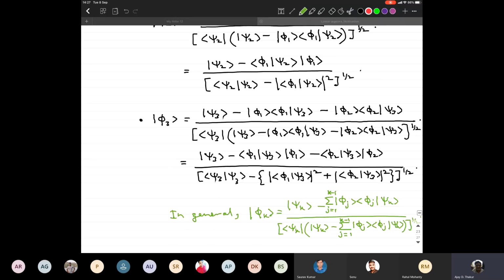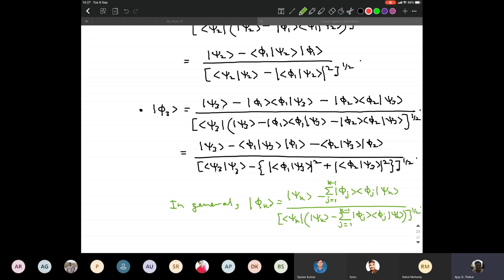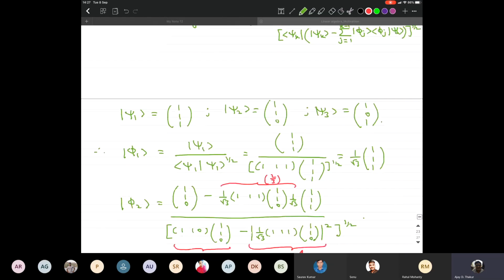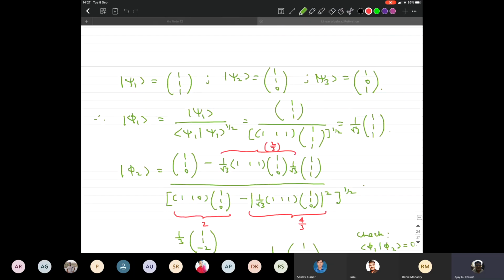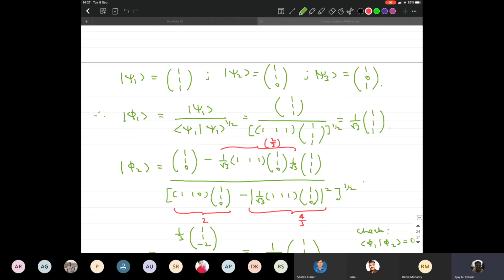In case we have more vectors, like this could be a k-dimensional vector space, then in general phi k could be written as psi k minus the projection along each of these phi j's from 1 to k minus 1, and take a suitable norm. So a similar procedure was implemented here, and we found for this given case that if we have psi 1, psi 2, psi 3 given like this, you will reach a given set of orthonormal vectors.